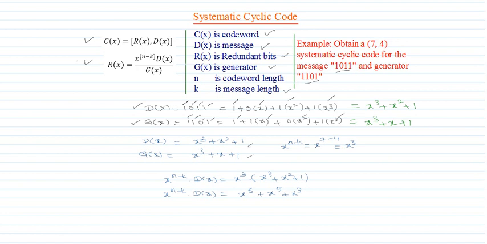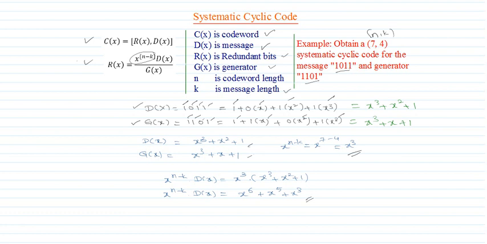Now in order to find R(x), we have the numerator x^(n-k) times D(x). First let us find what x^(n-k) is. To find this, we should extract the values of n and k from the given problem. Here it is always (n,k). All cyclic codes are expressed as (n,k) cyclic codes. So here the value of n is 7 and the value of k is 4. Substituting that, I get x^(n-k) equal to x^3. Then multiplying that x^3 with D(x), I get x^6 + x^5 + x^3. So this is x^(n-k) times D(x).